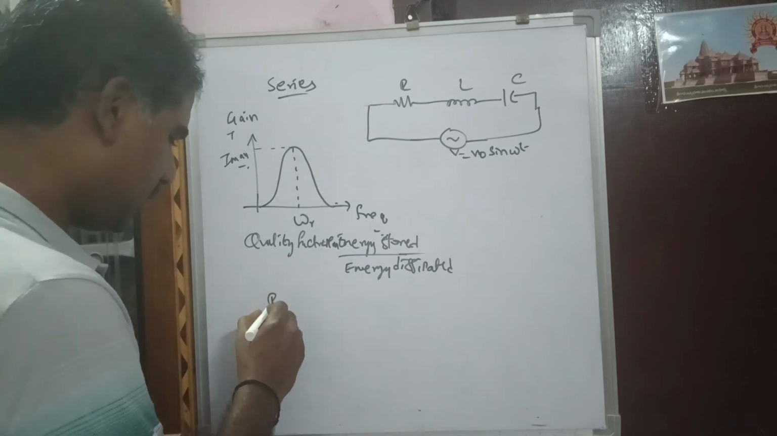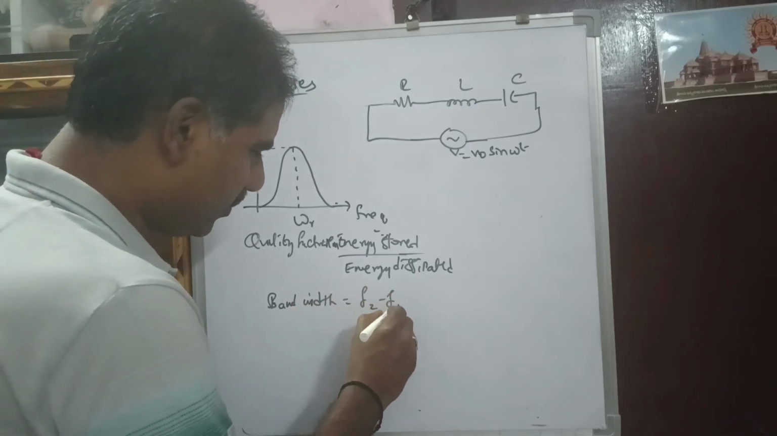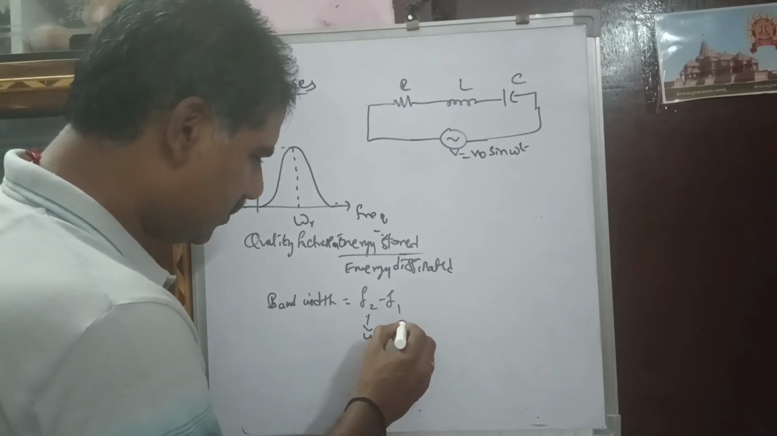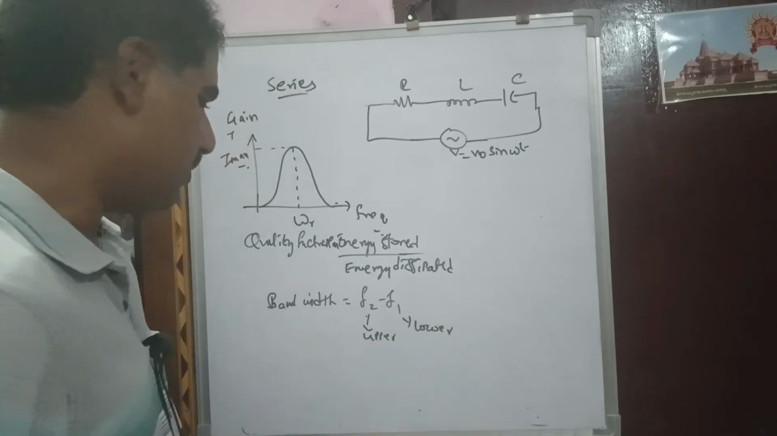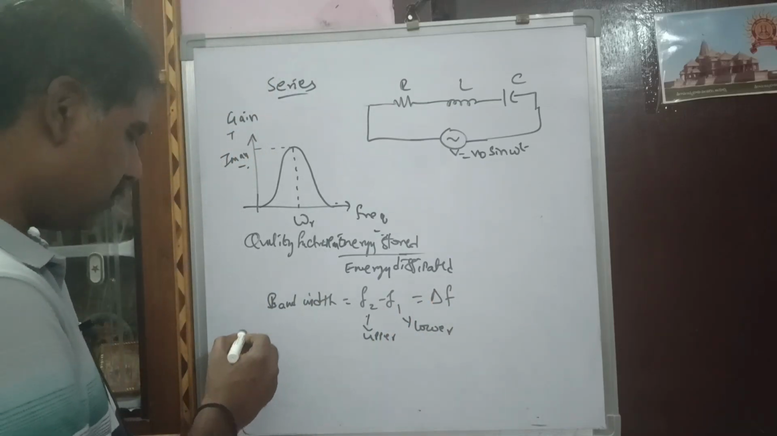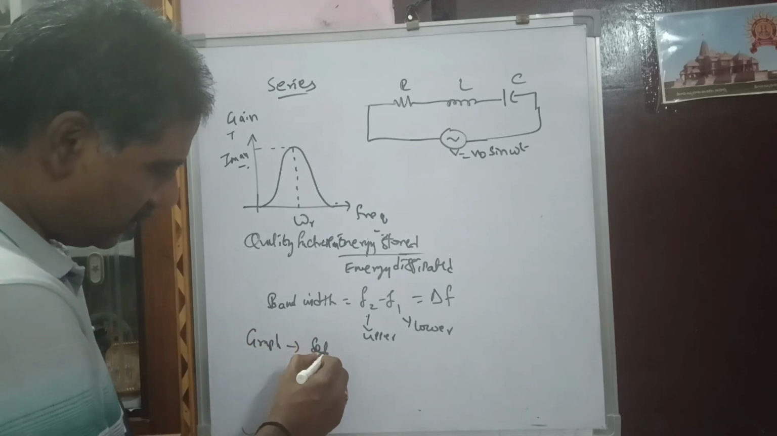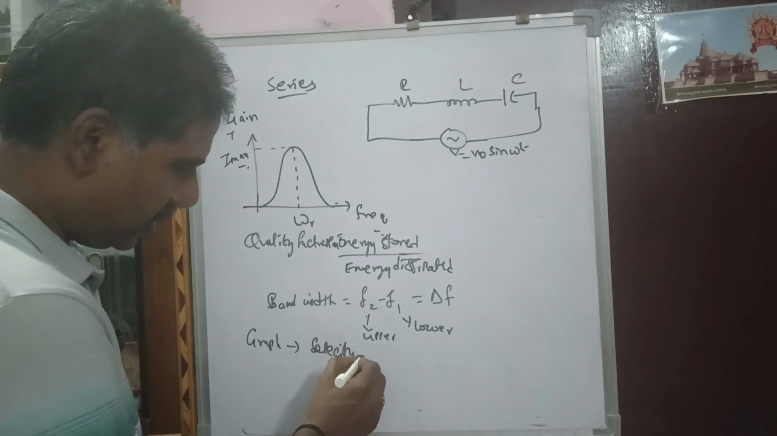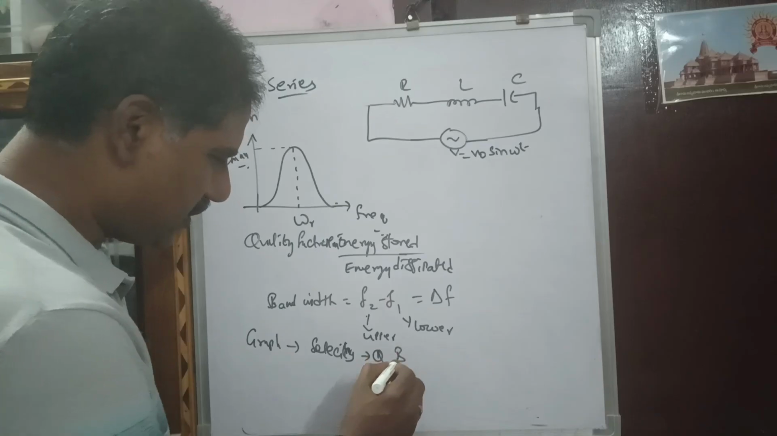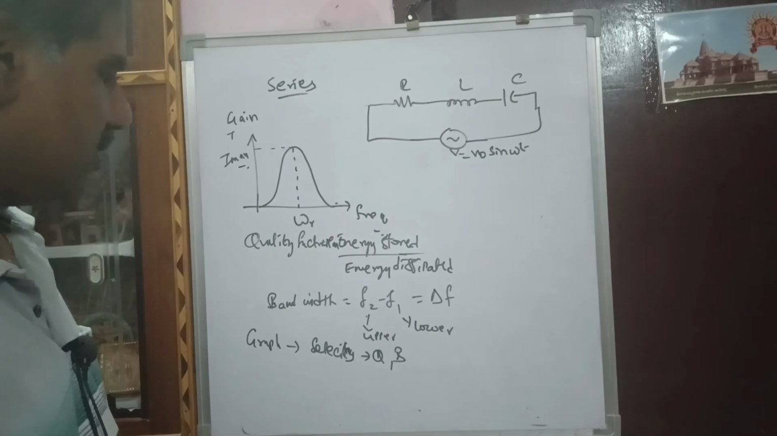Bandwidth means the difference between two frequencies, the upper cutoff frequency f2 and the lower cutoff frequency f1. The difference between the two is written as delta f. At a time, this graph depends upon selectivity, which can be determined by using two parameters: first one is quality factor and another one is bandwidth. This is about the series resonance circuit.